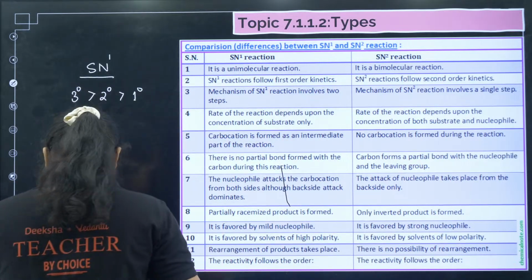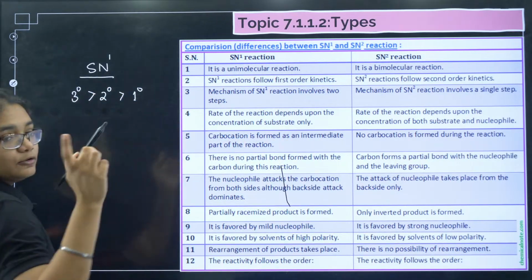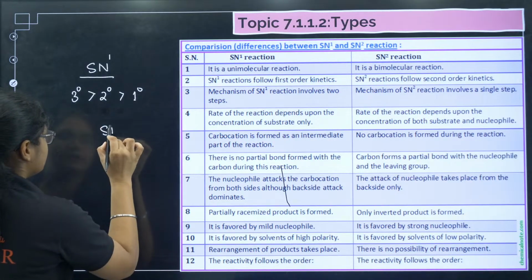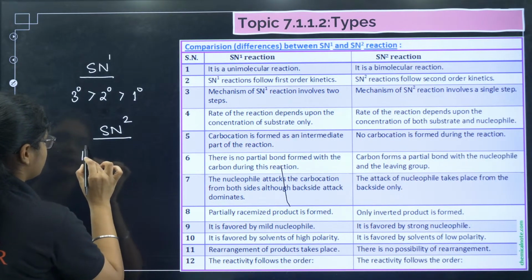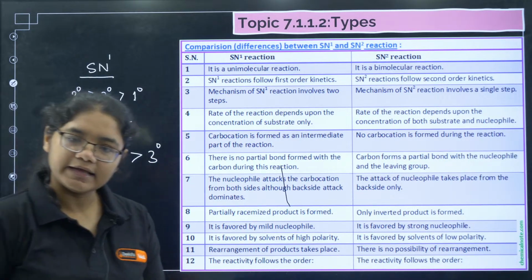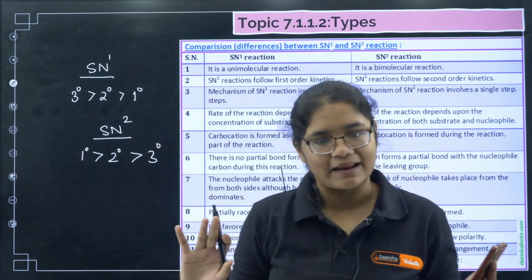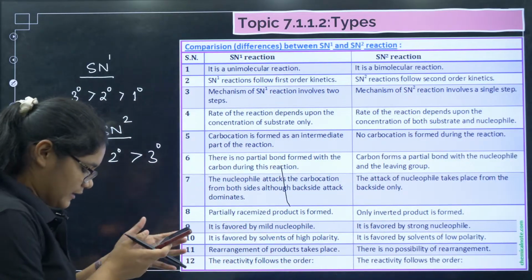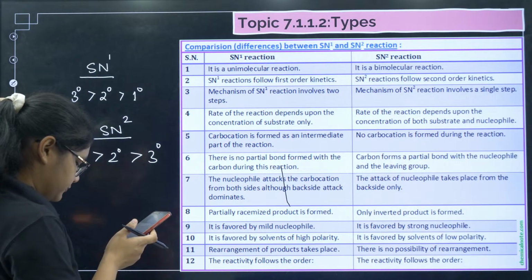So what do I need to know? SN1 order is 3 degree greater than 2 degree greater than 1 degree. And SN2 order is 1 degree greater than 2 degree greater than 3 degree. Clear? Can we remember this much? Yes. Okay, now let's move.